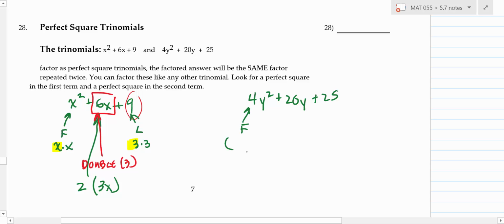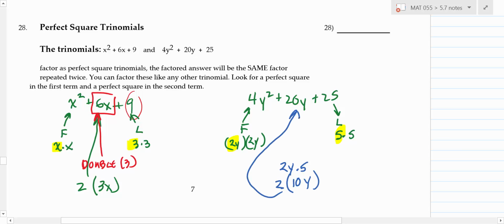Okay, what would you multiply by itself that would give you 4y squared? 2y and 2y, right? That's a perfect square. What would you multiply by itself that would give you 25? 5 times 5. That's also a perfect square. Okay, now, take this and this, just multiply one of those together. So if you do 2y times 5, that's 10y, right? What happens if you double a 10y? You get that.